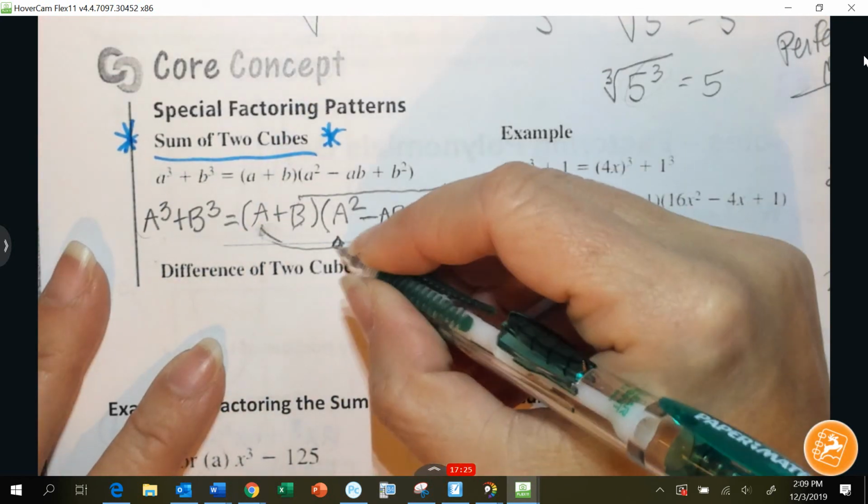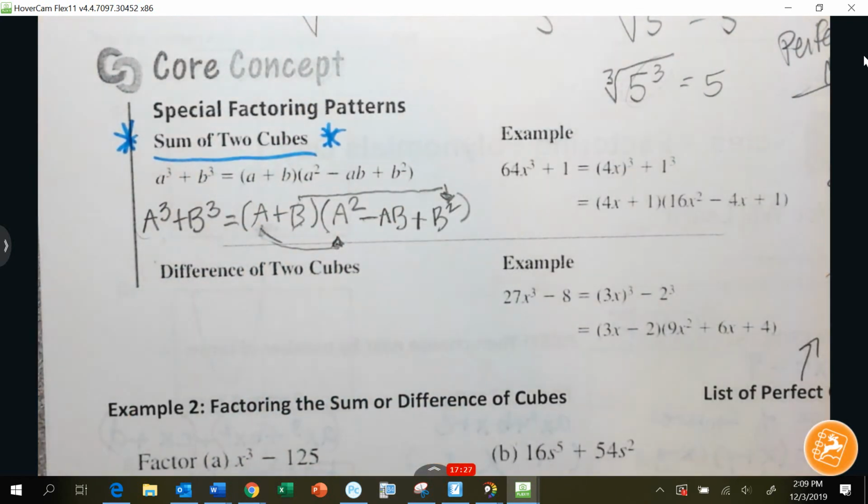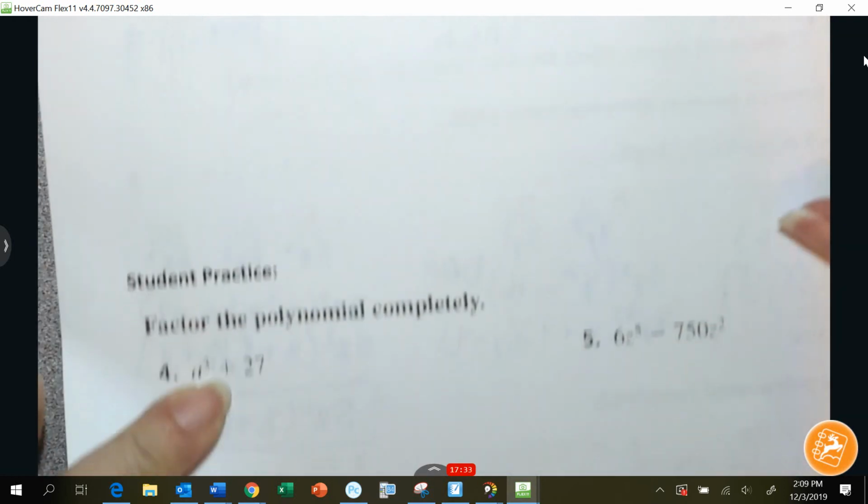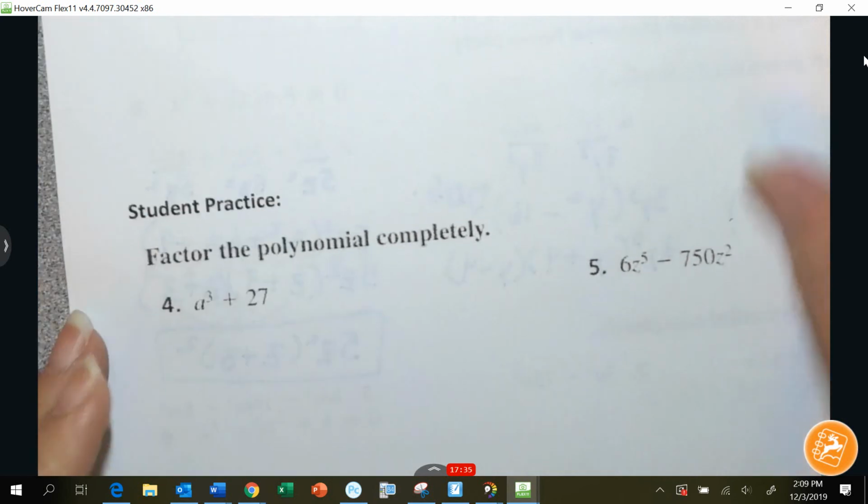Okay. So that is the formula. With a real example of it, let's do number 4 at the bottom. So this will be a real example.